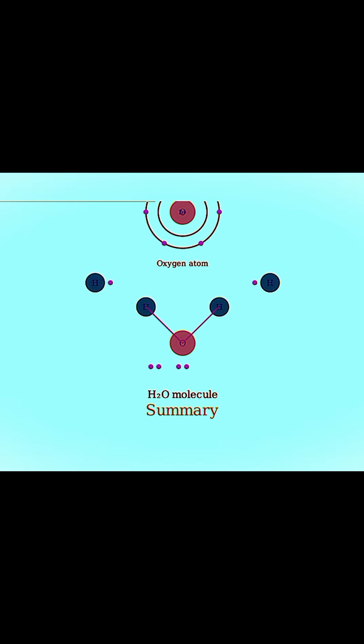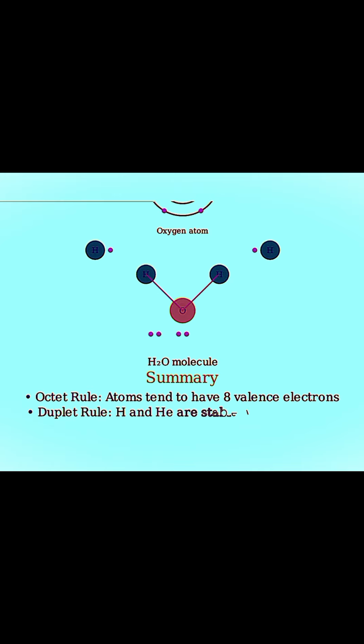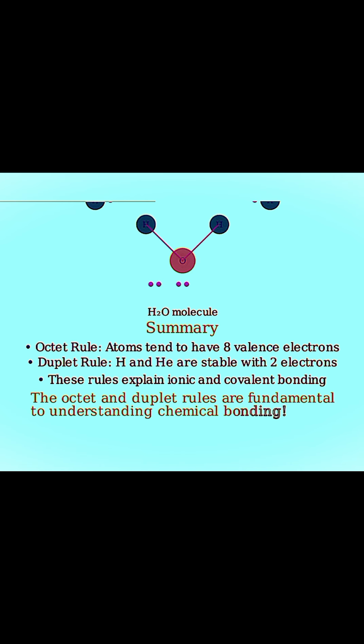Let's summarize what we've learned. The octet rule states that atoms tend to gain, lose, or share electrons to achieve 8 valence electrons. The duplet rule is followed by hydrogen and helium, needing only 2 electrons for stability. Both rules explain how atoms bond to form stable molecules. Understanding the octet and duplet rules helps us predict how atoms will bond and form compounds. These principles are fundamental to chemistry and provide a framework for understanding countless chemical reactions and structures.